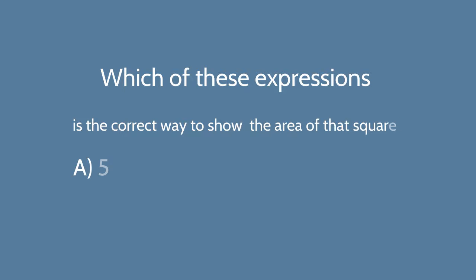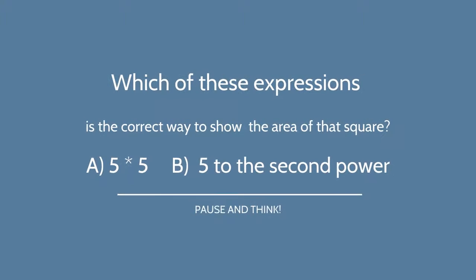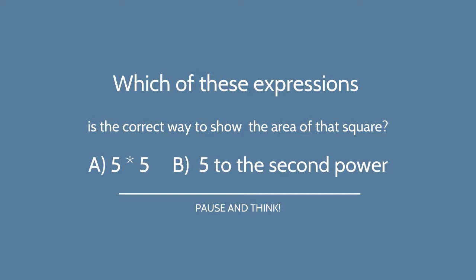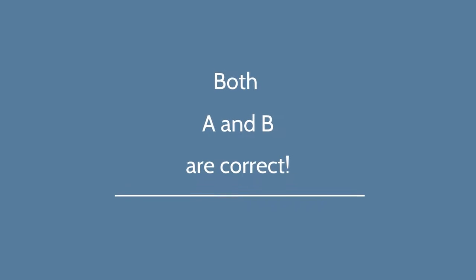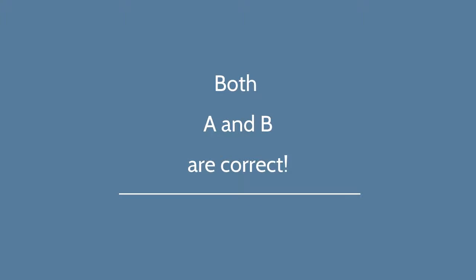Which of these expressions is the correct way to show the area of that square you just saw? Is it A, 5 times 5, or B, 5 to the second power? Pause this video right now and think about it, and we'll give you the answer in 5, 4, 3, 2, 1, and 0. Actually, both A and B are correct ways to express the area for that green square.